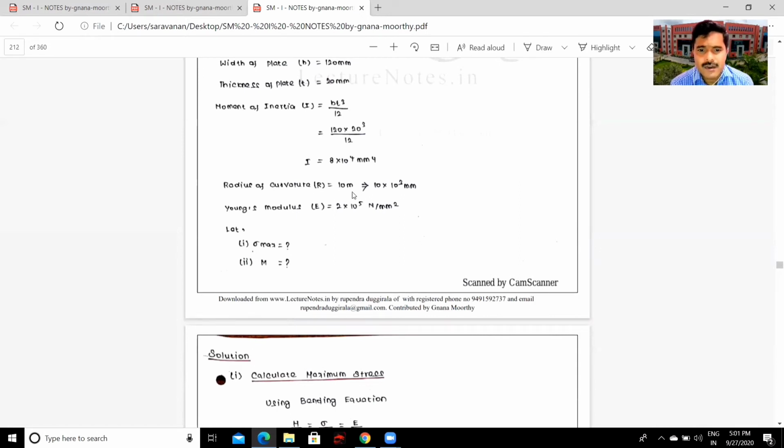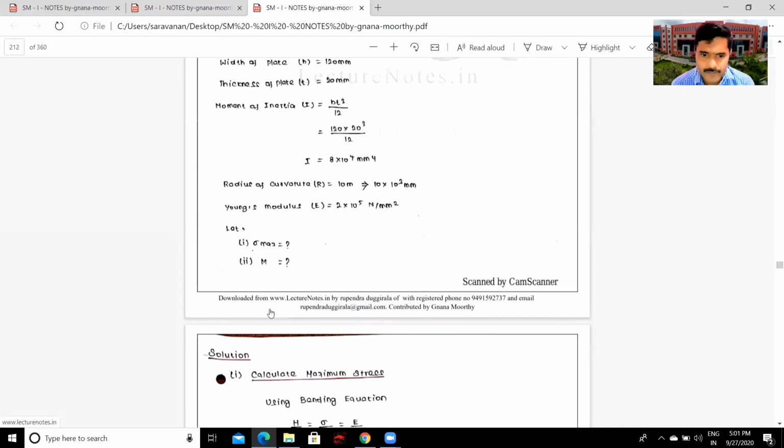And radius of curvature R is given as 10 meter; convert into mm. So 10 meter means 10 into 10 power 3 mm. Since meter converts to mm by introducing 10 power 3, you add 10 power plus 3. Then Young's modulus E equal to 2 into 10 power 5 Newton per mm², given in the problem. They are asking for the maximum stress sigma maximum and the bending moment M.